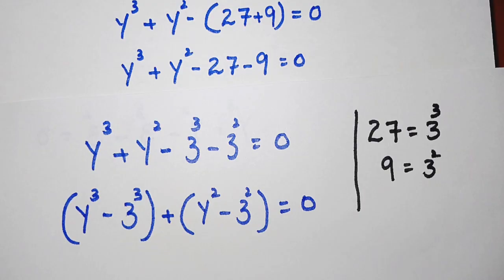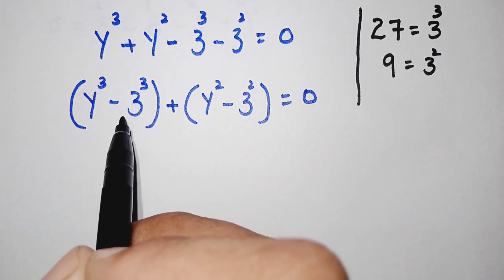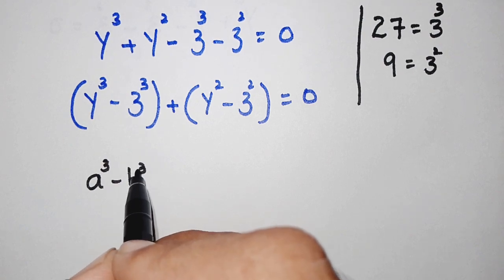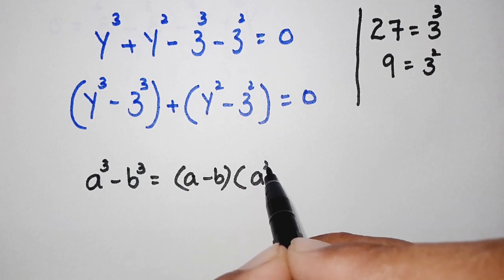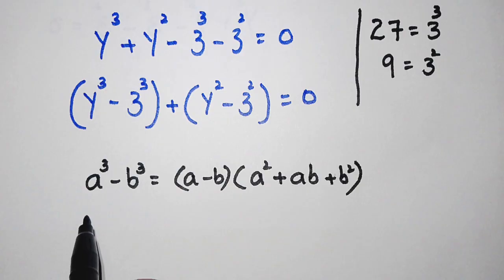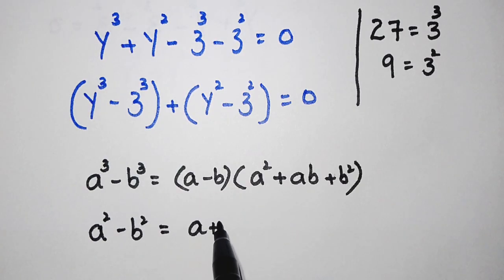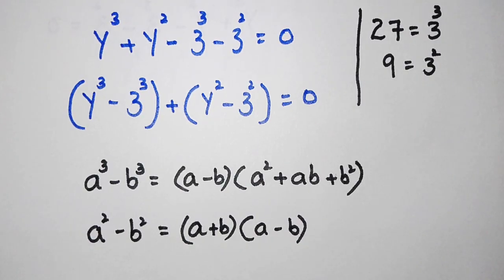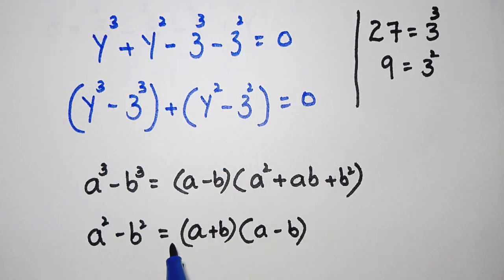Now to solve this interesting question, we have to use two identities. For this we have to use the identity that a to the power of 3 minus b to the power of 3 is equal to (a minus b) times (a square plus ab plus b square). And we have to use this identity that a square minus b square is equal to (a plus b) times (a minus b). So here we have to use these two identities: the cubic identity for the first, and the square identity for the second.